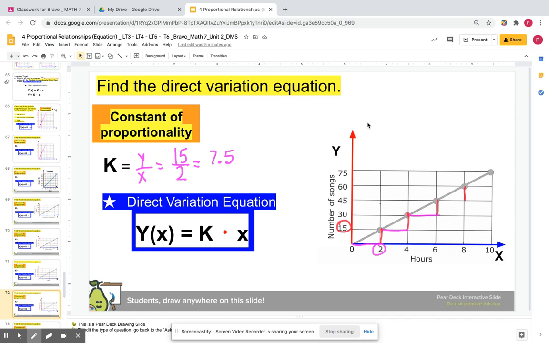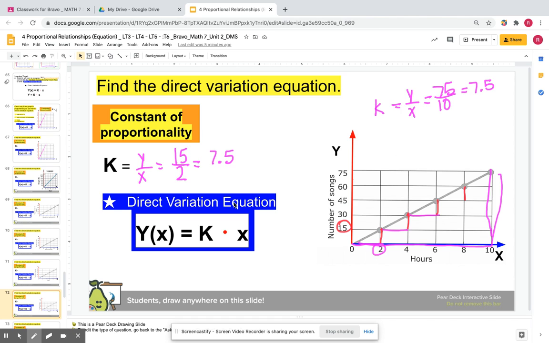You could do the same thing if you saw a different pattern. For example, if you saw this pattern of moving over by 10 and going up by 75, it would still give you 7.5. That's the magic of a proportional graph.